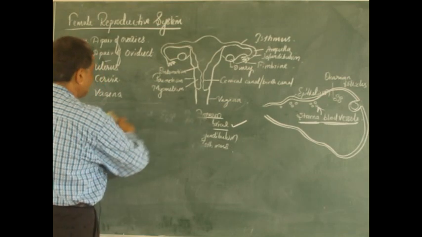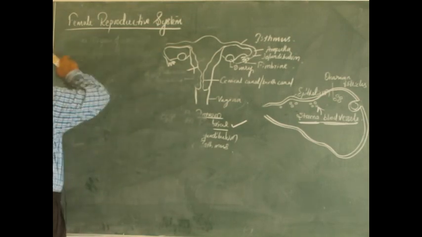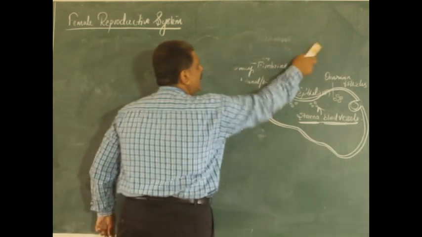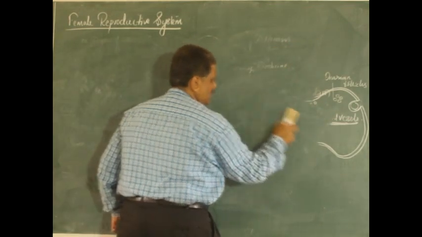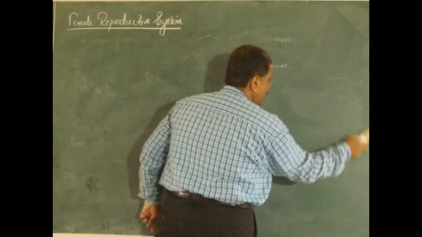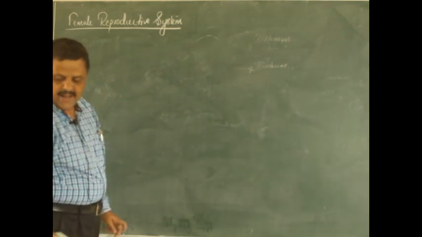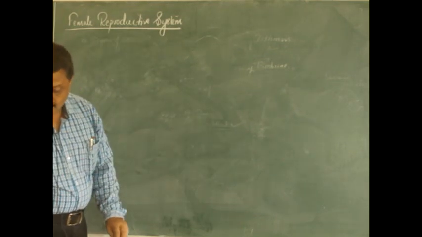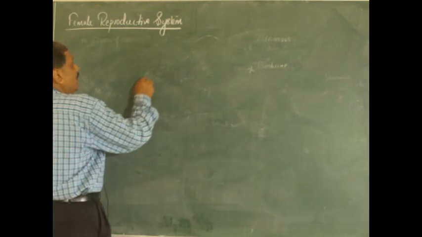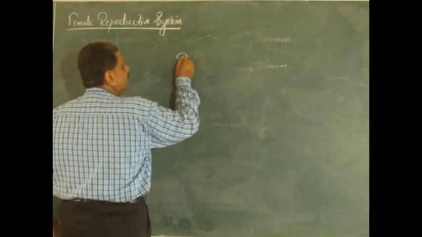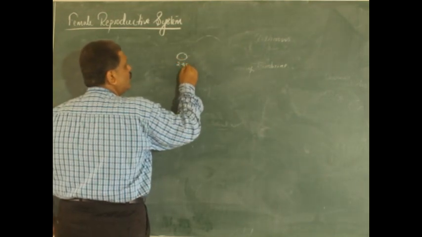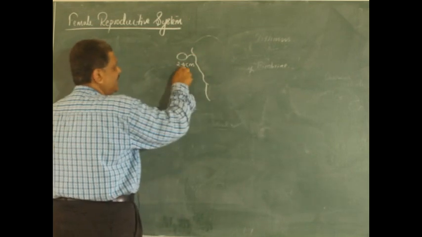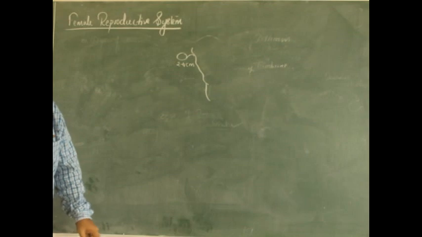accessory organs. So the primary sex organ is the ovary. Now let us study about the accessory organs which are associated with the female reproductive system. One more point that you should remember, the size of the ovary is 2 to 4 centimeter. This point you should remember.